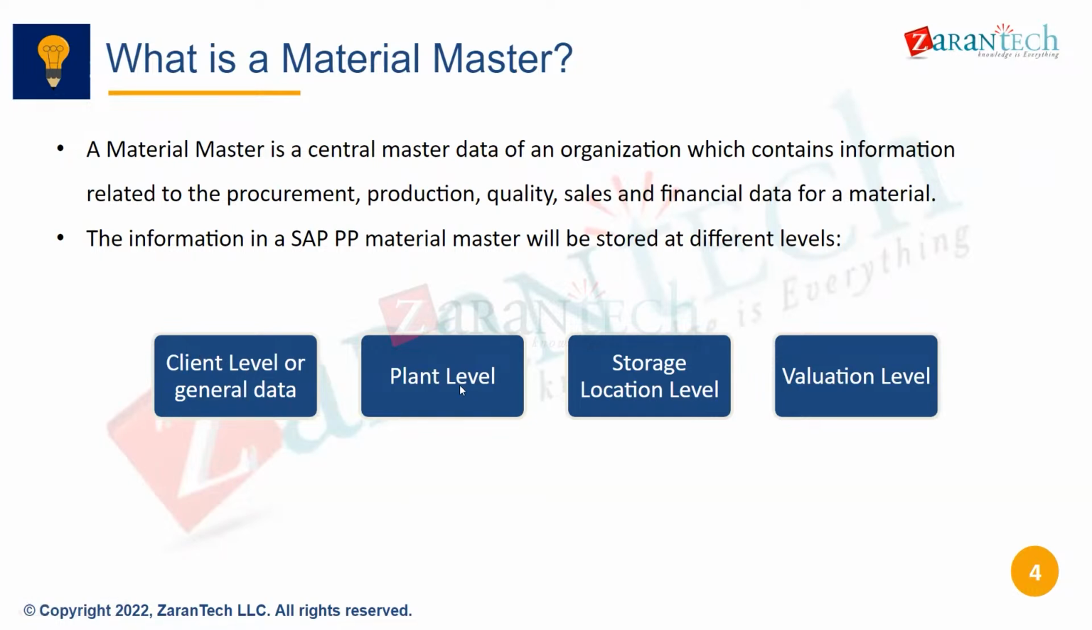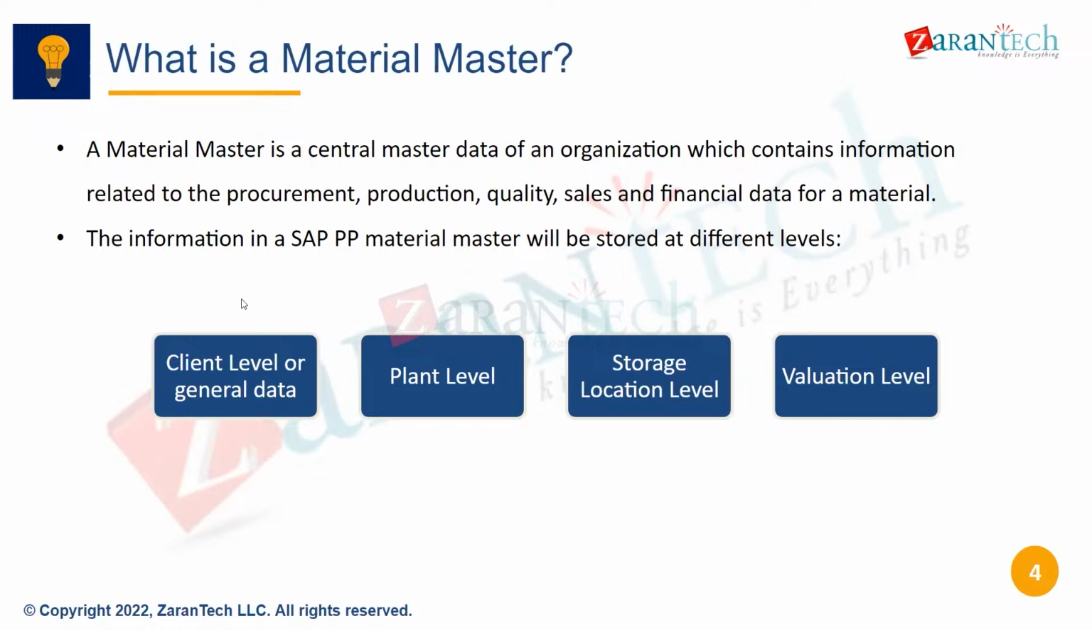And then you have something called plant level. What does plant level mean? It means the same material can have a different set of master data for different plants. For example, a material can have one lot size for one plant, and generalizing, one way of planning in one plant can have a totally different way of planning in a different plant, though the material number is the same. What we are talking about is the data retention level.